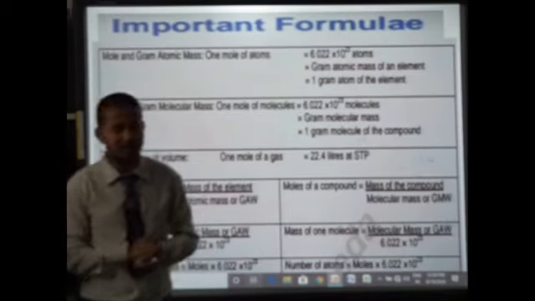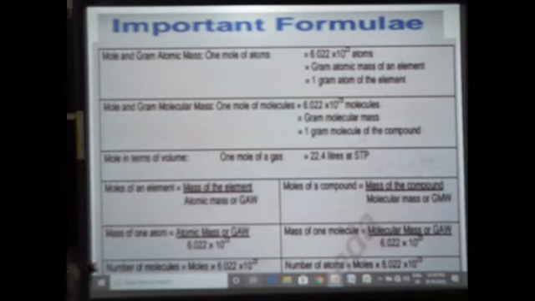Then important formula, mole and gram atomic mass. 1 mole of atom is equal to how many number of atoms? 6.022 into 10^23 atoms. That is also equal to gram atomic mass of an element. 1 mole of atom means gram atomic mass of an element. 1 mole of atom means 1 gram atom.